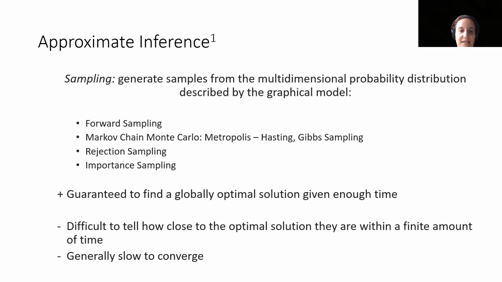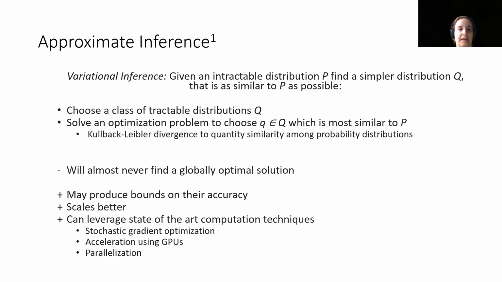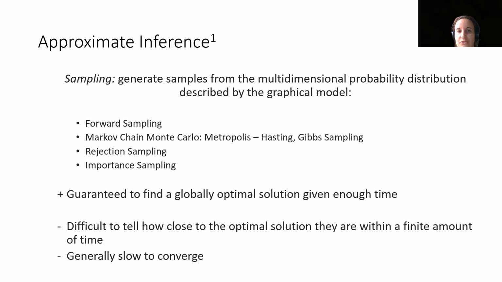The disadvantage is that it's difficult to tell whether you're close to an optimal solution. That means, whether the sampler has started sampling from the actual probability distribution. And it's generally very slow to converge. That means you have to run them for a long time. And when we say a long time, it's days to weeks, usually, for these distributions. Any questions on the sampling?